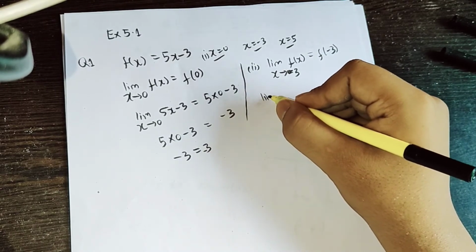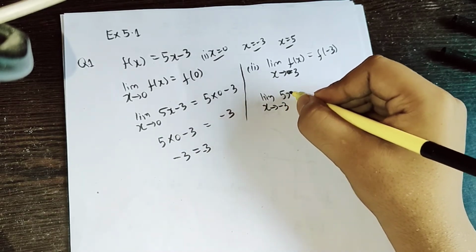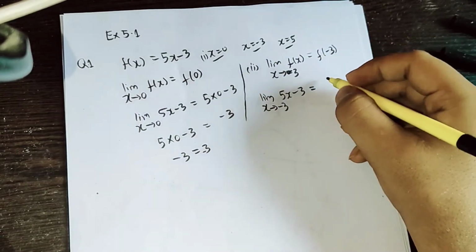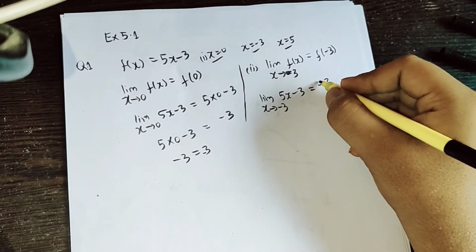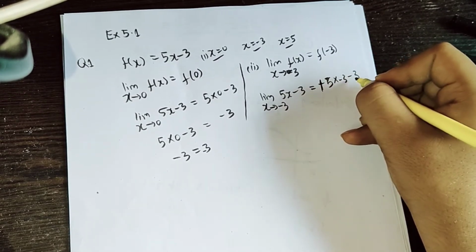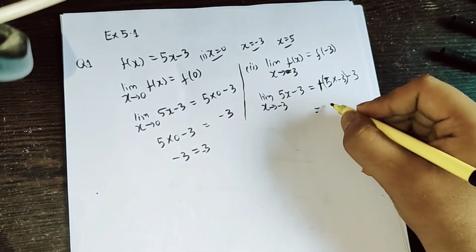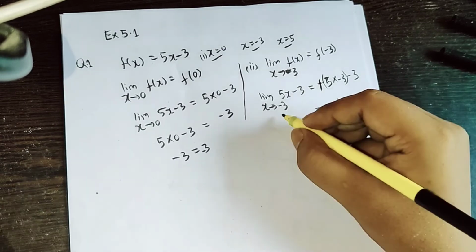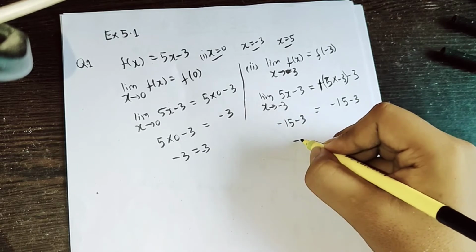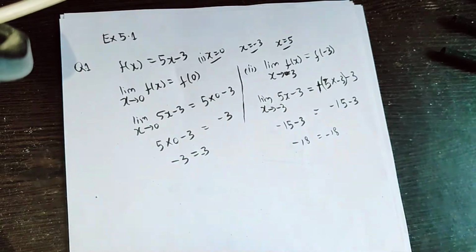Now we will put the value of f(x). So limit x tends to minus 3 of 5x minus 3 is equal to, we will put minus 3 in these equations. So 5 into minus 3 minus 3. We will put brackets so that there will be no confusion. So minus 15 minus 3, and if we put it here, it will also become minus 15 minus 3. As you can see, both are coming minus 18. So it is continuous at x equals minus 3.